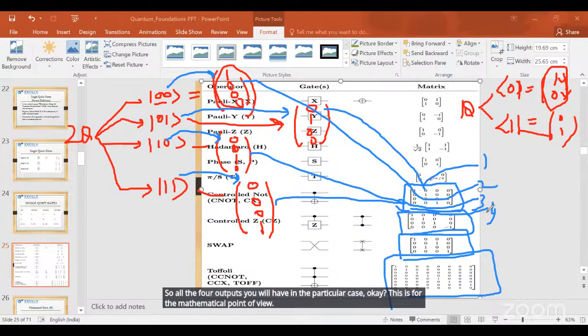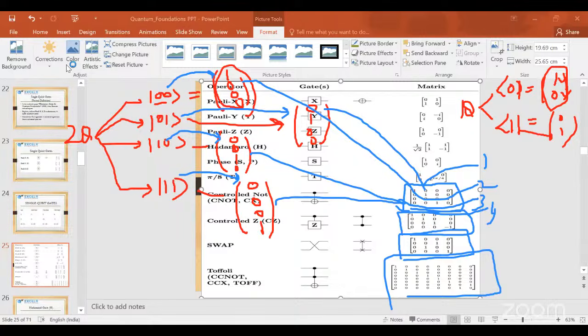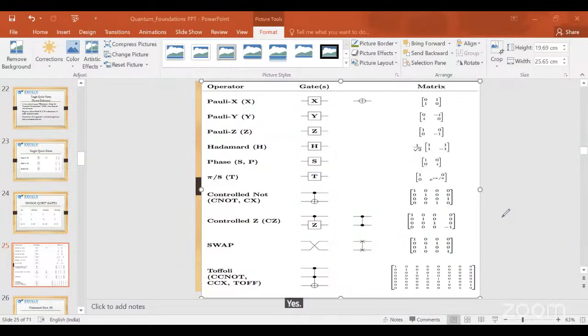Now I'm coming to the understanding point of view, how we can understand the control NOT gate. I have to take a 1 minute break. I'm coming right back after 1 minute. Then we will tell you about the physical understanding of this.